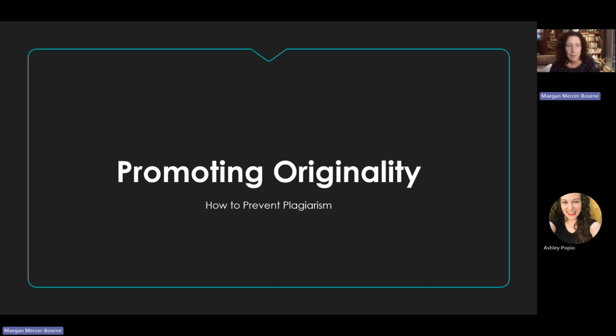And this workshop is called Promoting Originality, How to Prevent Plagiarism. There are lots of different ways to plagiarize, but overall what it means is taking somebody's work and presenting it as your own.